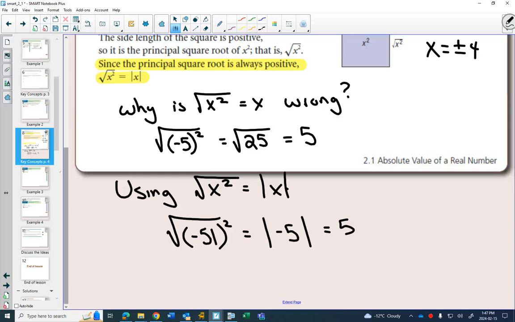Especially if this was negative 51 squared. What is negative 51 squared? It's 2,601. So that's not appealing. Now you're going to have to check, right? Well, now I can just say it's the absolute value of negative 51. The answer is going to be 51.